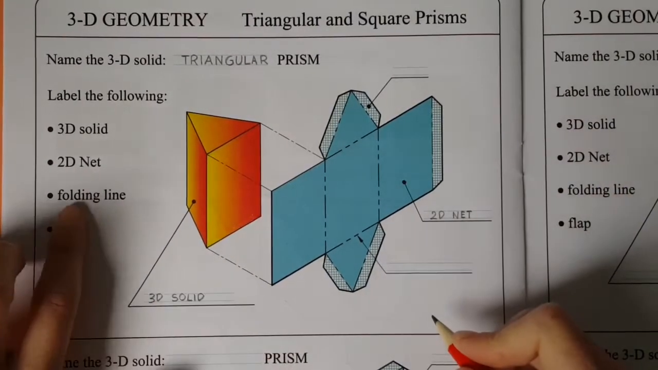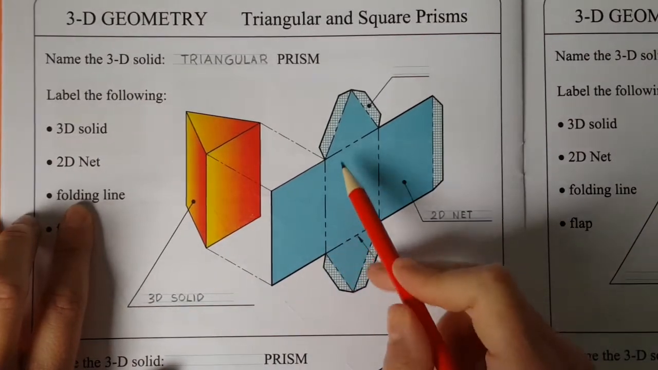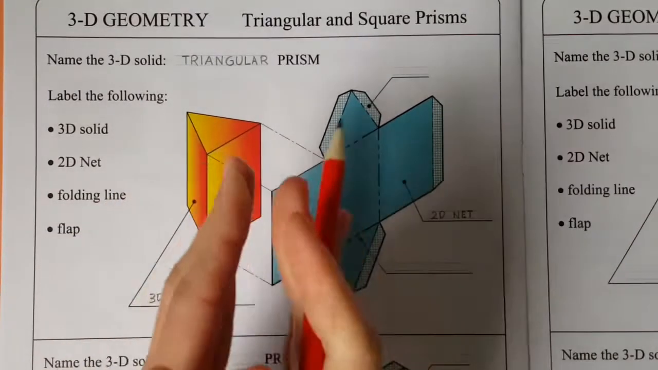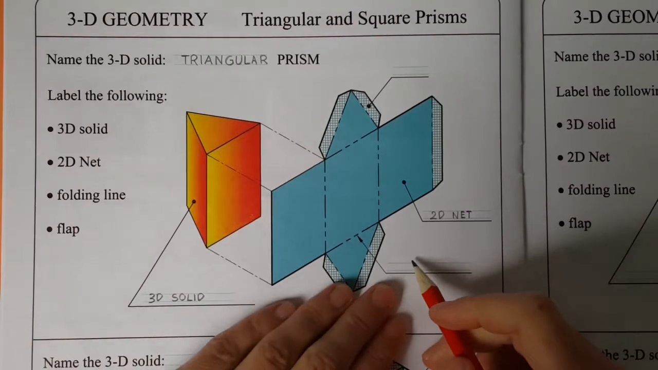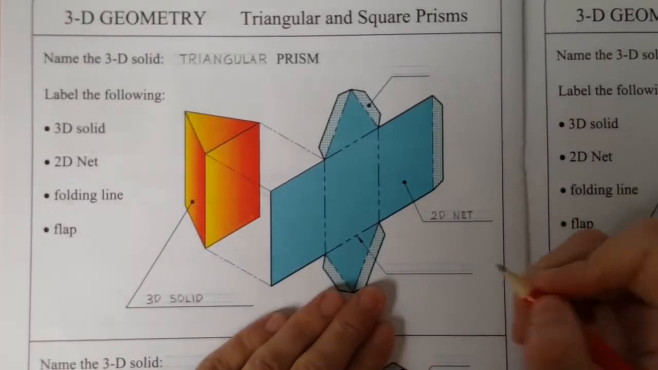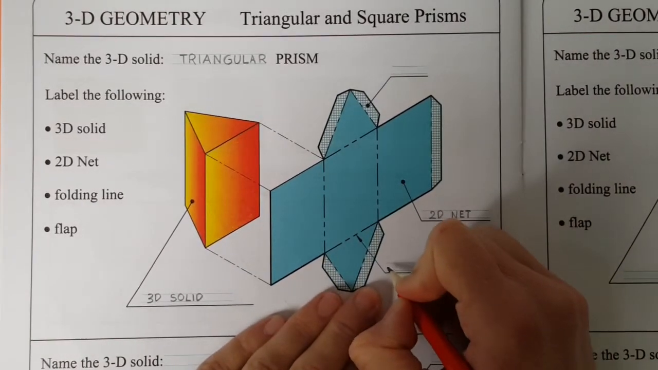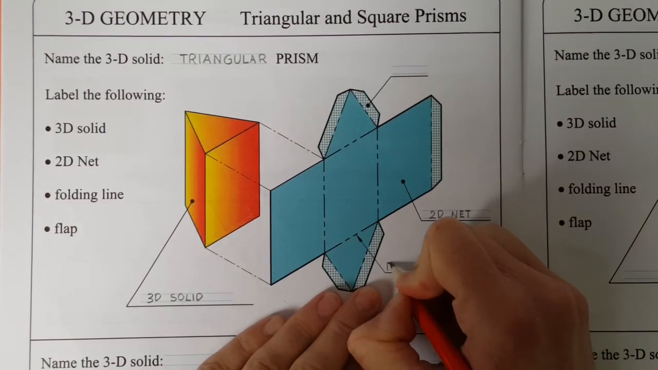Up next we have the folding line. The folding lines are these dotted lines which indicate to the person where he or she must fold their 2D net in order to form the 3D solid on the left.